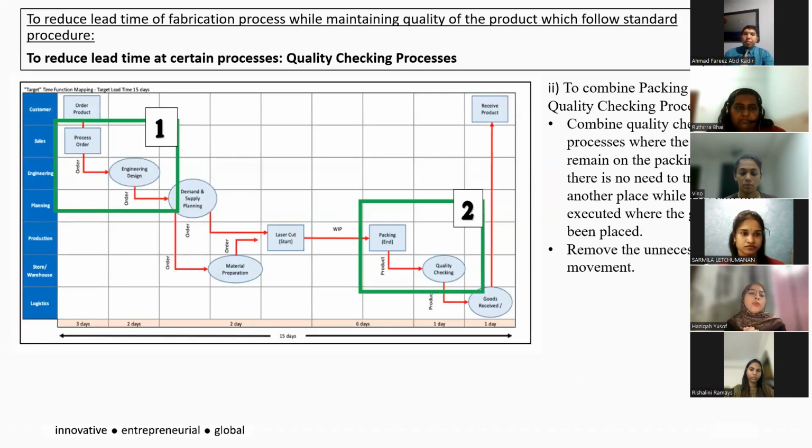The second one is maybe we can try to combine the packing stage with the quality checking process. It means that after the packing stage is completed, we can directly assign the quality checking process at the same time and in the same place. The goods can remain on the packing side with no need to transfer to another place, while QC can be executed where the goods have been placed, and at the same time we can remove waste and unnecessary movement. Next slide.